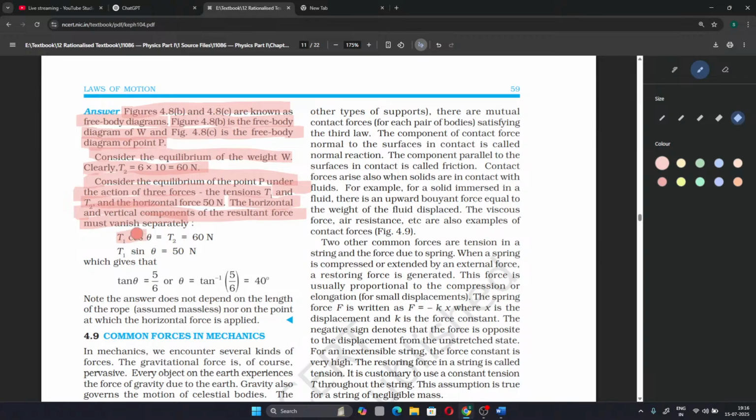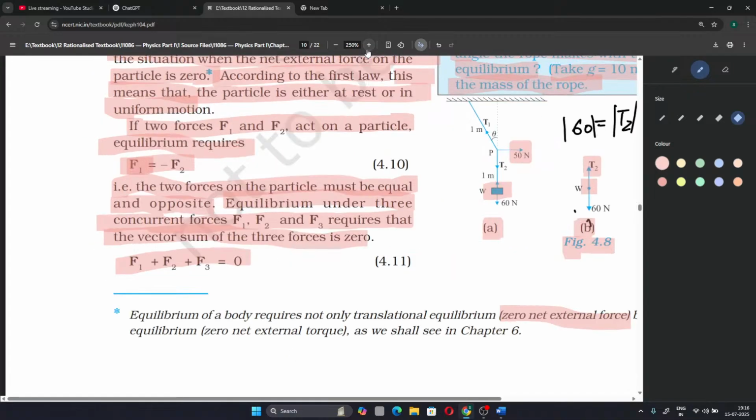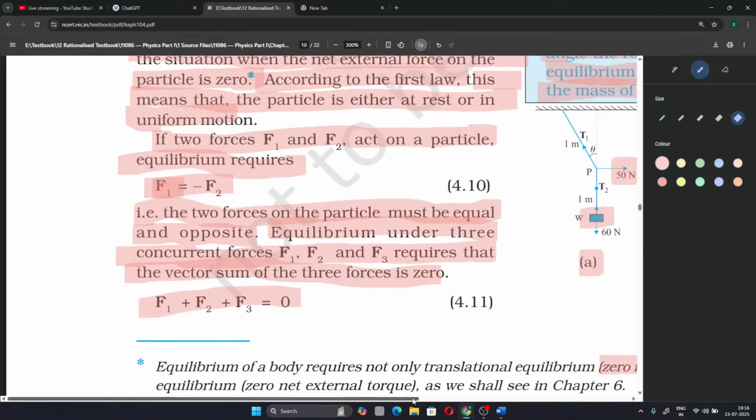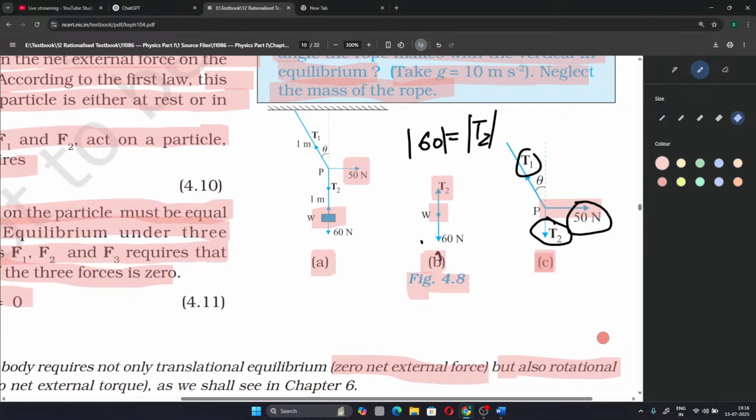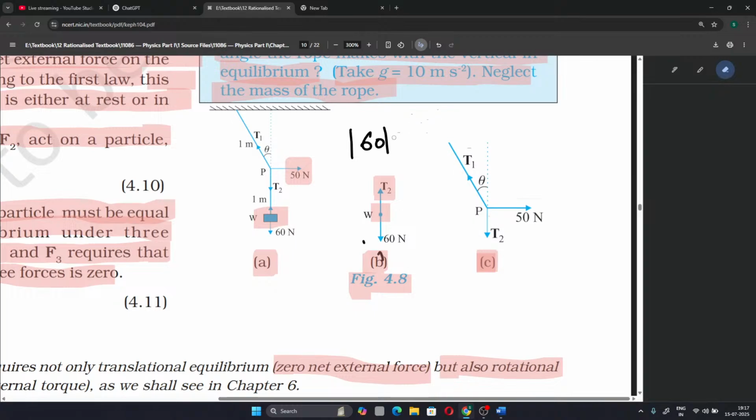Basically, T1 cos theta is the force in the horizontal direction here. Let's observe the diagram more clearly here. In the second diagram, which is the most important here, we know that T2 equals 60 Newton.